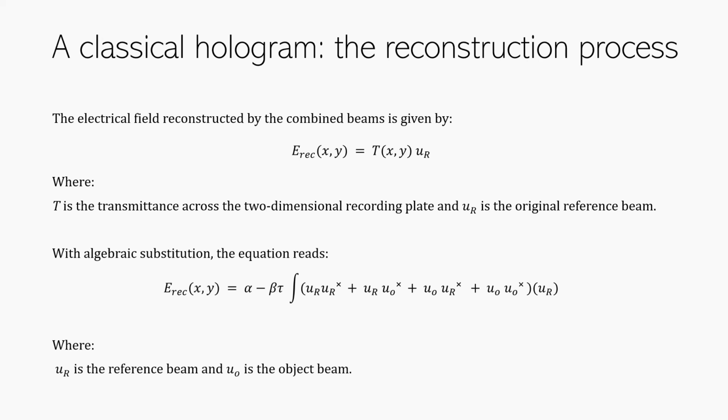With algebraic substitution, the equation expands. And here, the first and fourth term represent the 0th order diffraction, essentially the original reference wave. The second term represents the true image. And the third term represents the phase conjugate or virtual image. And it's really the spatial separation between these 2 terms that generates the hologram. So we'll find that the interaction of the reference beam and the 2-dimensional holographic recording surface that's encoded that information is able to reconstruct a 3-dimensional image.